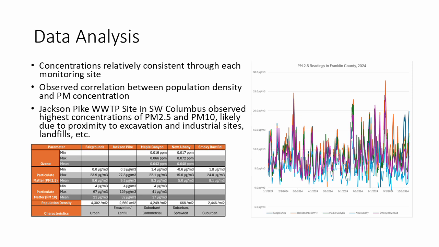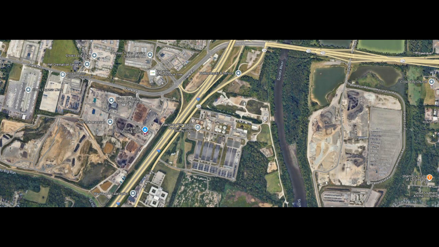Interestingly enough, the largest concentrations of PM2.5 and PM10 were found outside of the Jackson Pike wastewater treatment plant monitoring site. After further examination, it may be caused by its proximity to multiple excavations, landfills, and heavy industrial sites. All the dust that may get kicked up and emissions from heavy equipment seem to have the largest effect on air quality in the surrounding areas.